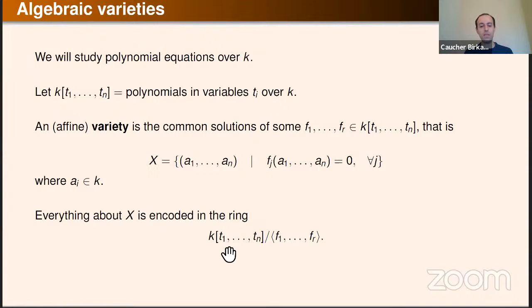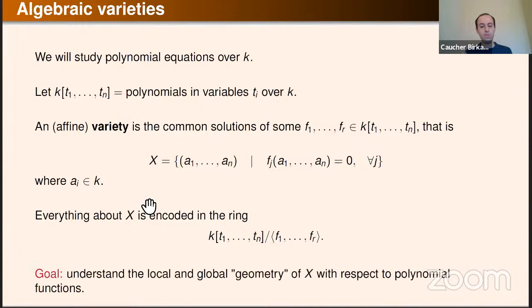Especially in my case, I learned commutative algebra before algebraic geometry. So I was very excited when I knew something in algebra and I saw its geometric counterpart, which made more sense. It's just more visual. So it was this really interesting dictionary. Now, in general, the goal of algebraic geometry is to understand the local and global geometry of these kinds of spaces, X, with respect to polynomial functions. So you mostly focus on polynomial functions.